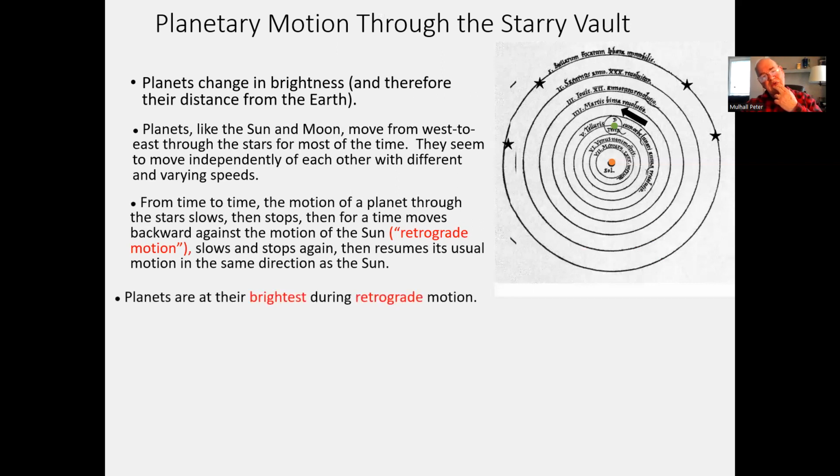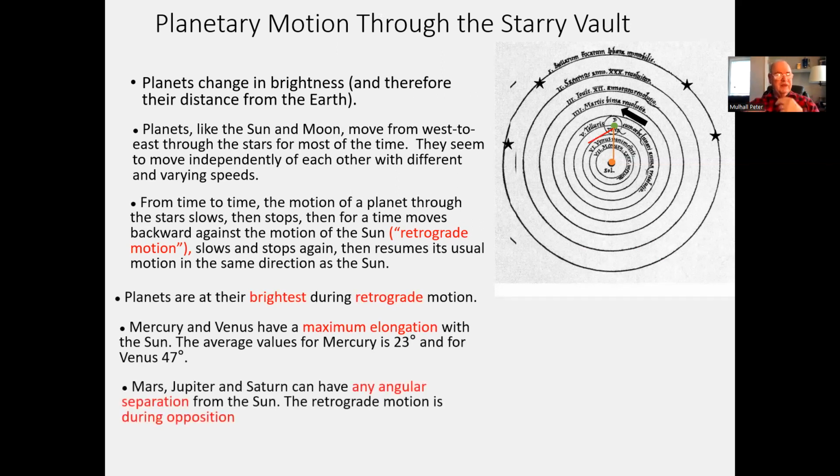Okay, just a review of what we want to show here about the motion of the planets. What do we have here? Brightness goes with retrograde for all the planets. For Mercury and Venus, we have bounded elongation. So brightness with retrograde and bounded elongation. For Mars, Jupiter, and Saturn, we have any angular separation, but we again have brightness with retrograde in opposition. All three have to happen at the same time. And Ptolemy was able to do that.